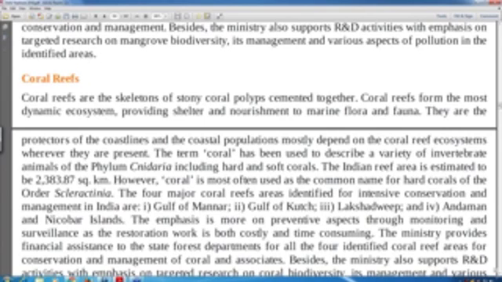In coral reefs, can you see the fourth line, fifth line in the book?